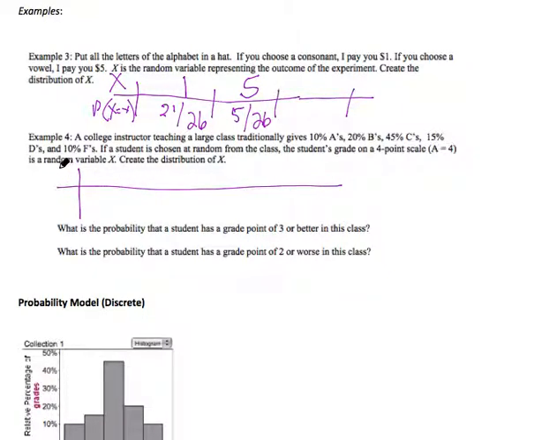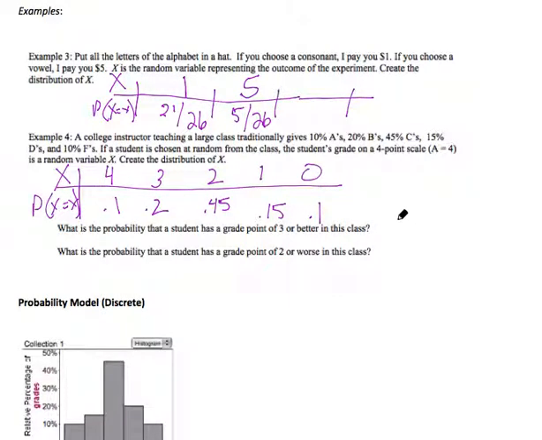Okay, so these are my x's. This is the probability that it's going to happen. Oops, that's an equals. So capital letter X equals a little letter x. And my options are getting a 4, 3, 2, 1, or 0. So these are just the percentages that we were given. 10% of the students get an A, 20% get a B, 45% get a C, 15% get a D, and 10% get an F.